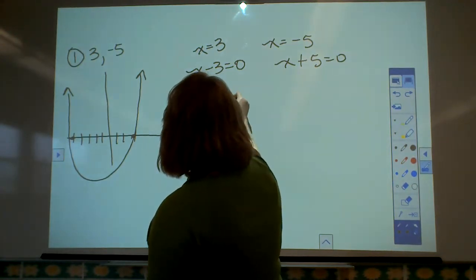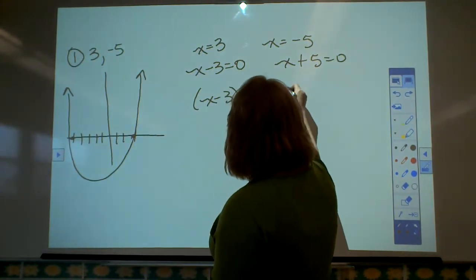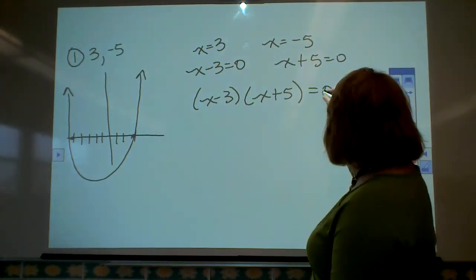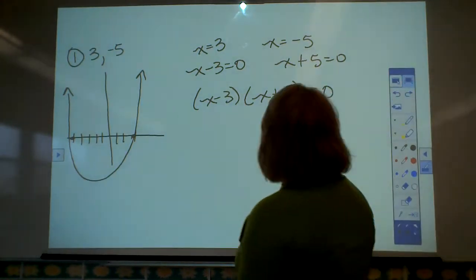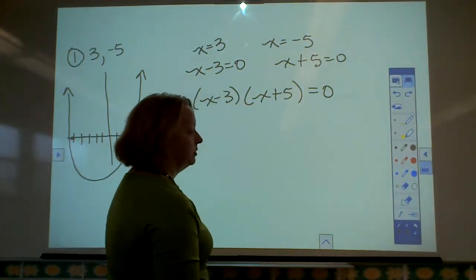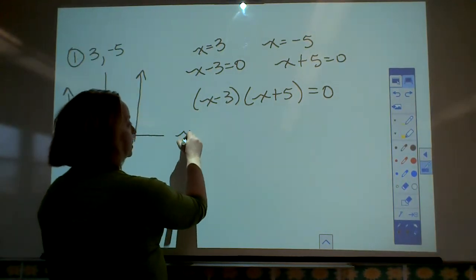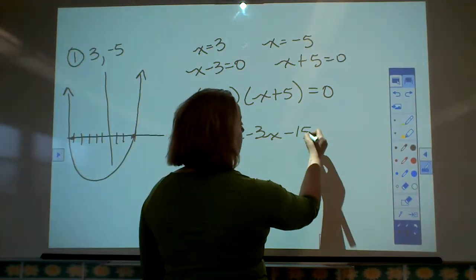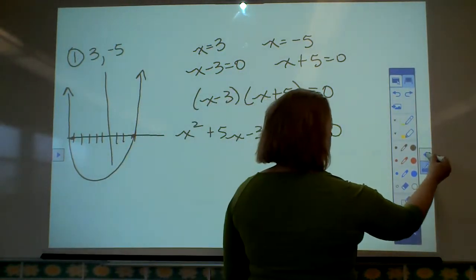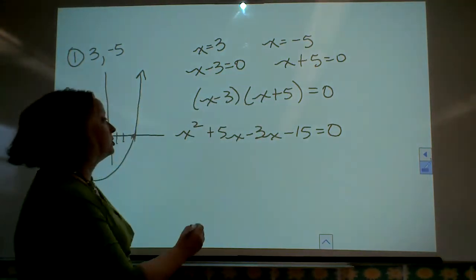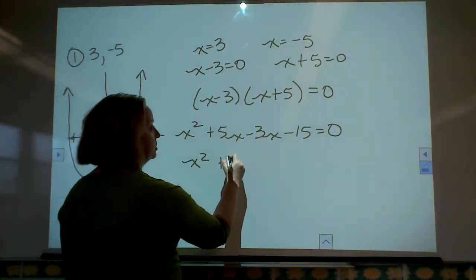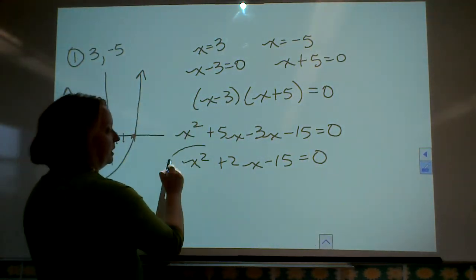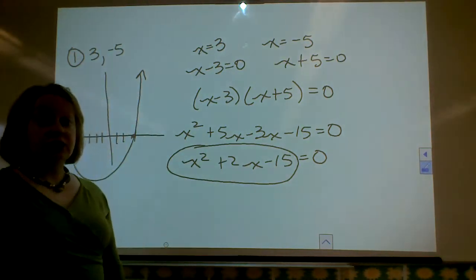x minus 3 times x plus 5. And we're going to go ahead and set it equal to 0 and solve it using the FOIL method. So we get x squared plus 5x minus 3x minus 15 is equal to 0. We're just going to combine like terms. So x squared plus 2x minus 15 is equal to 0. And then it's now in standard form, and I just circle the answer.